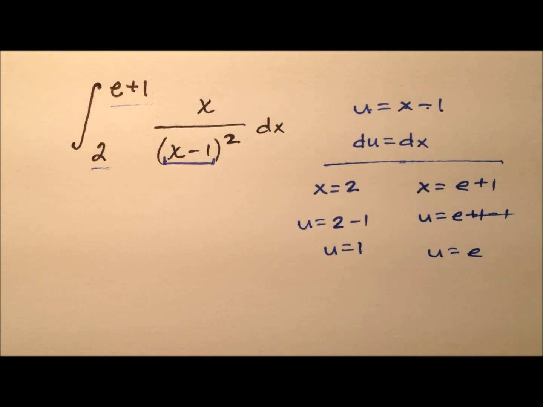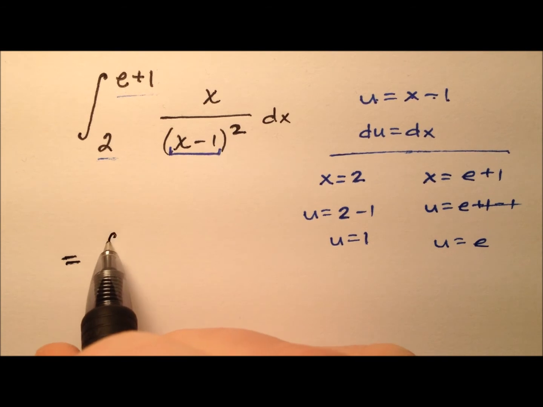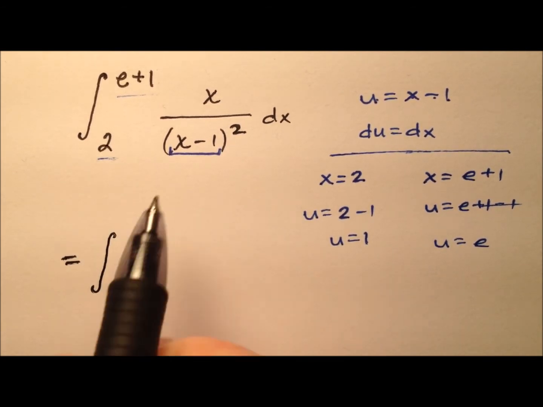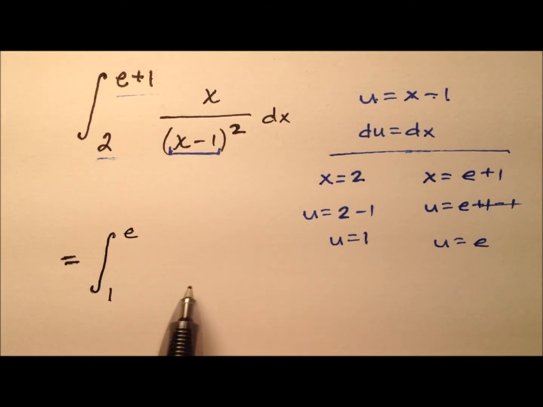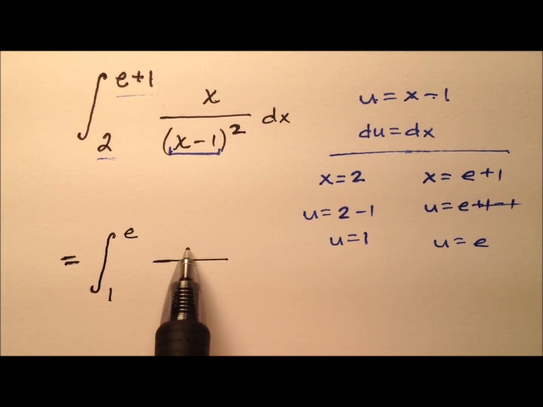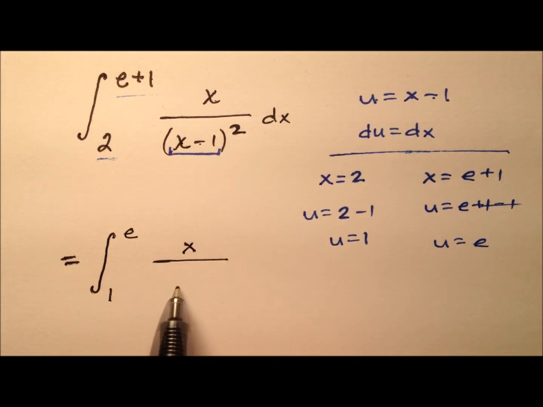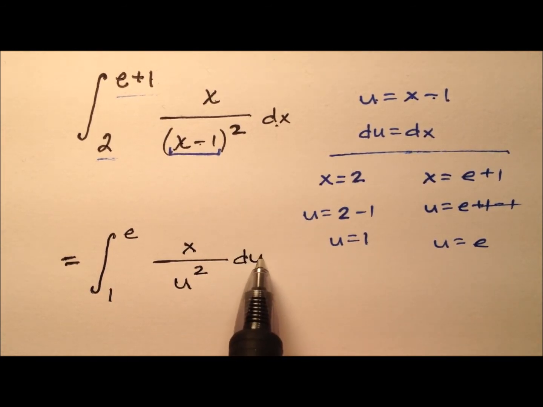So let's go ahead and rewrite our integral now. Instead of being from 2, we're going from 1. And instead of going up to e plus 1, we're just going to go up to e. And now, our rational expression here, we have this x in the numerator that we'll have to deal with, but we had x minus 1, which was our u, so u squared, and our dx just changed to du.